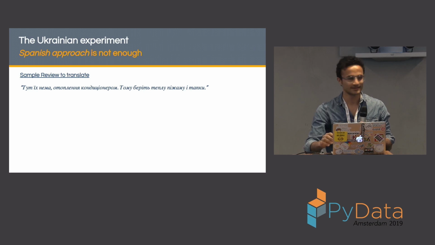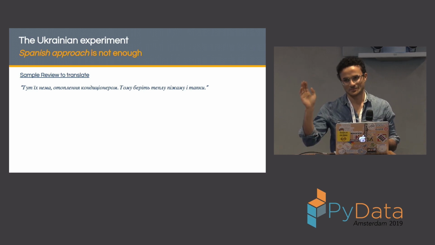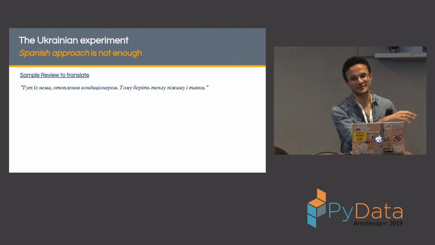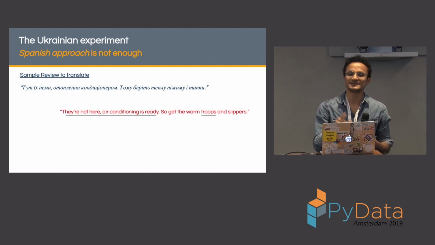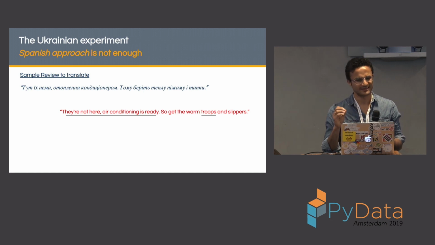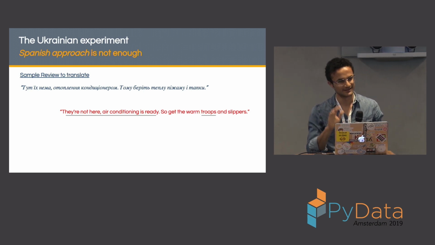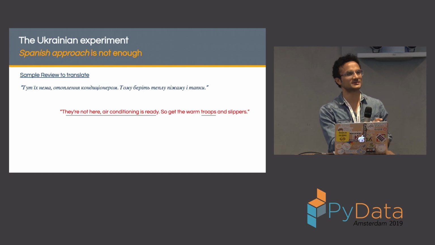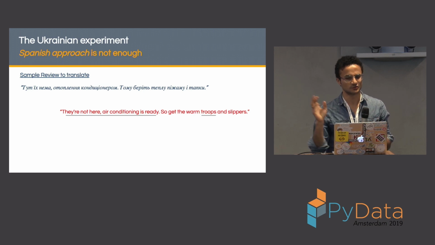So we got something. I don't think this review is helpful right now. But this is what the machine learns to translate. They are not here, air conditioning is ready. Get warm troops and slippers. Something is going wrong in the language structure on the first side and about this word troops on the second side.